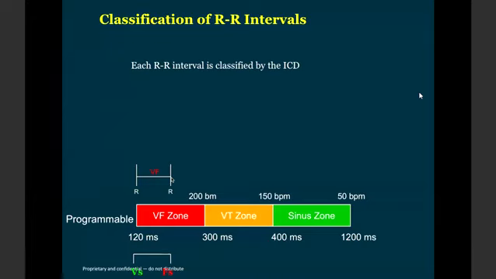To the contrary, if the rate is a little slower but still faster than the sinus rhythm zone, for example, at this level, it is slower than the ventricular fibrillation but faster than the sinus rhythm zone. So this falls in the ventricular tachycardia detection zone. So that longer RR interval than the VF will be categorized as a ventricular tachycardia sensing, which will be labeled as TS. These annotations are very important for us.